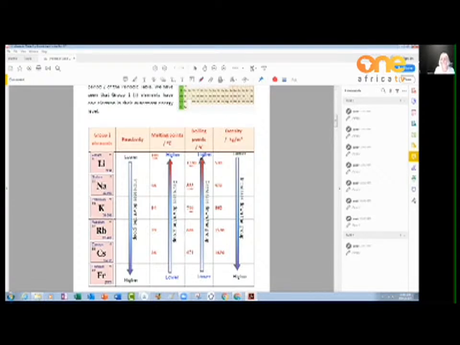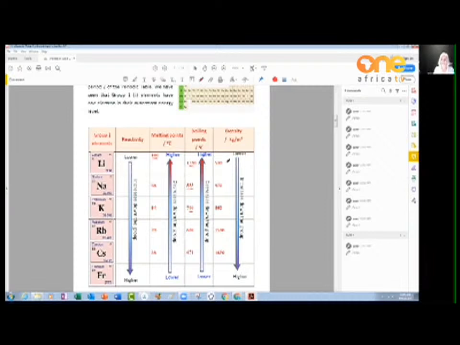So this arrow shows where is the higher value and where is the lower. We see that lithium has a higher boiling point and francium should have the lowest, even if we don't know exactly the value. Now let us go to the density of these elements. The density, as shown by this arrow, becomes higher and higher, increases as we go down the group.